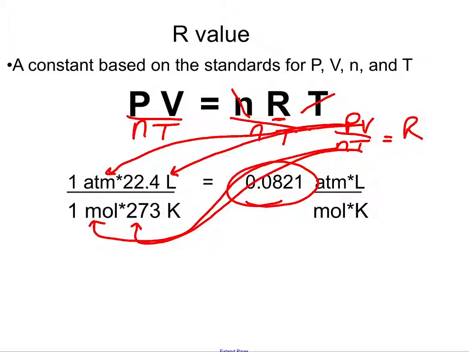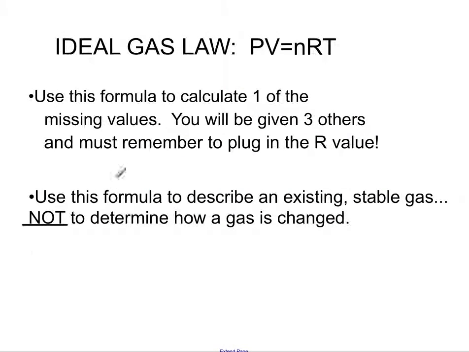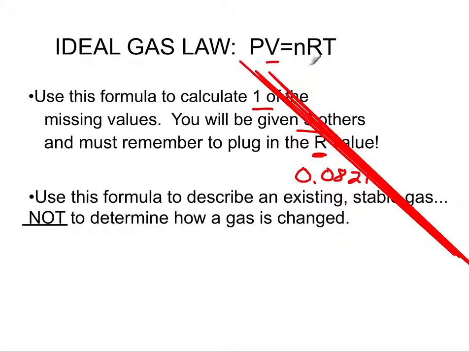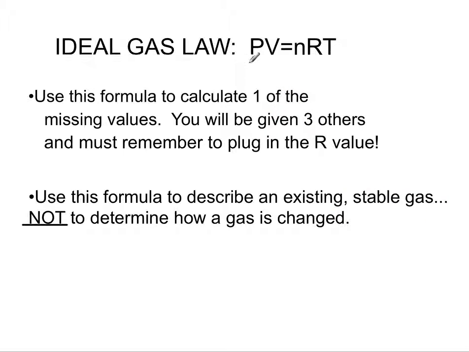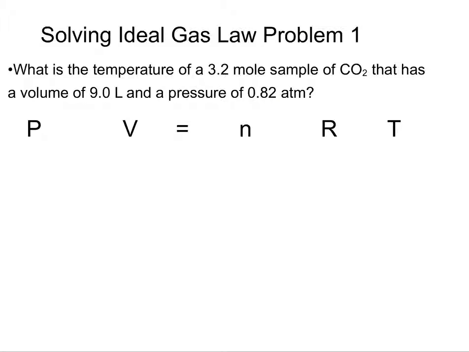So let's look at a problem that we're going to use. We are going to have 3 values. One of them is going to be missing. The R value will never be missing because you're always going to plug in 0.0821. But I might give you the pressure and the volume and maybe the temperature and have you figure out what the N is. Let's try one.